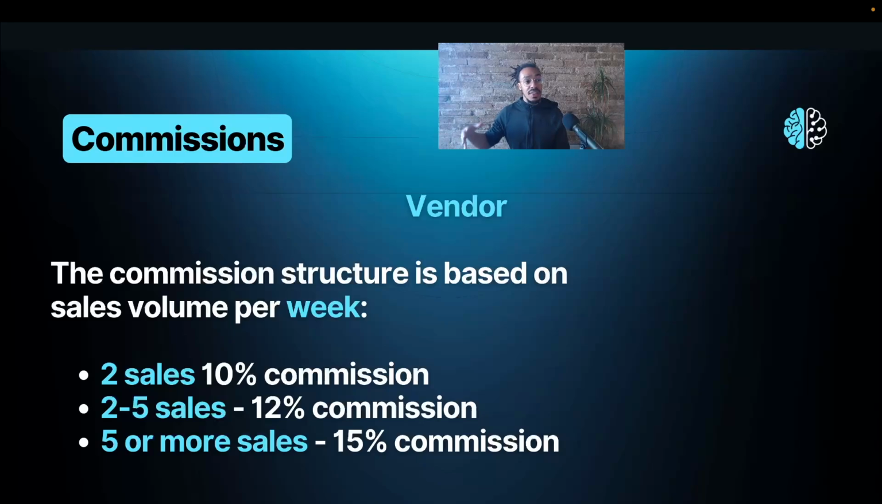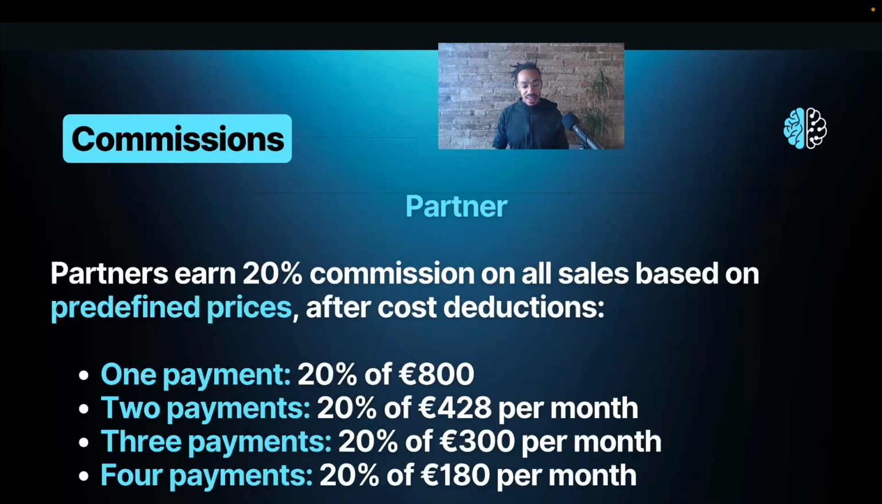Which means that the next week, we start again from 10% commission per sale until she reaches the new thresholds, which are 2, 5, and more than 5, basically. So that was the first commission structure that we had to take into consideration, for the vendor. And then we have the commissions for the partner.